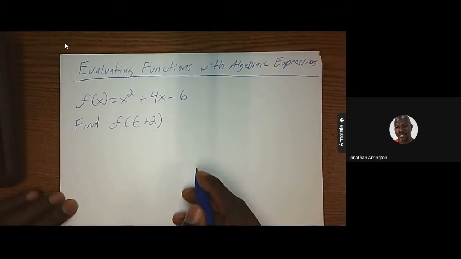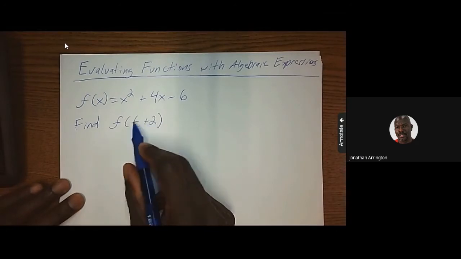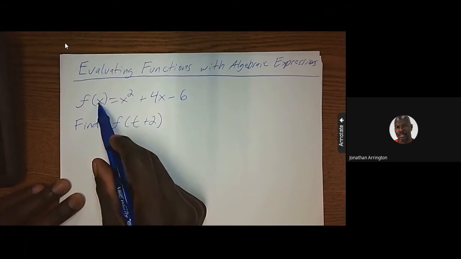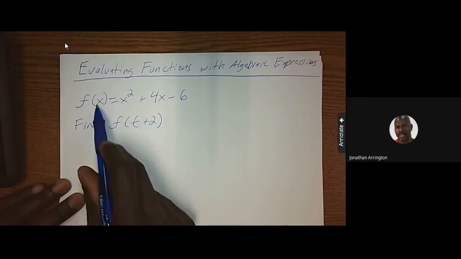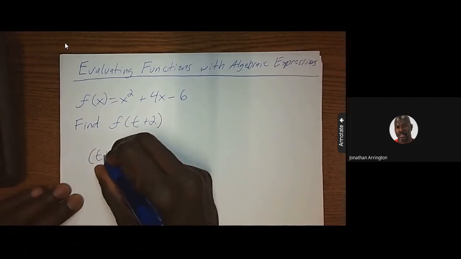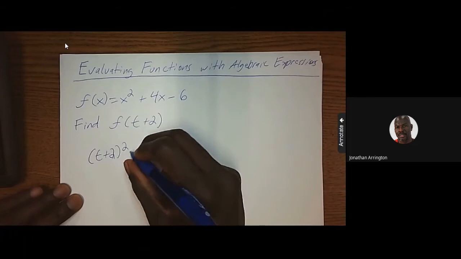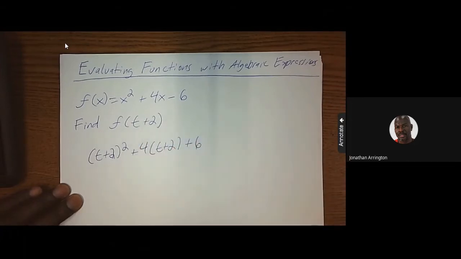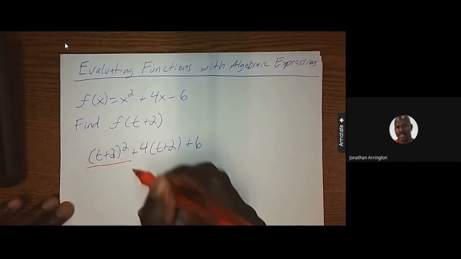Whenever I evaluate a function, whatever is in the parentheses, I replace every x in the original function with it. So I'm going to replace every x with t plus 2. And what I get is t plus 2 squared plus 4 times t plus 2, and then, of course, plus 6. From that point, I'm going to simplify this algebraic expression. Generally, the mistakes occur on this guy right here.